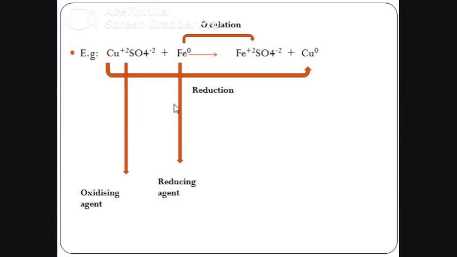Here this is an example of a displacement reaction in which copper sulfate solution is there and iron metal is put into the copper sulfate solution. Iron, being more reactive, displaces copper from its salt solution and leads to the formation of iron sulfate, and copper metal is displaced. Now we will see how the oxidation and reduction reactions have taken place here.